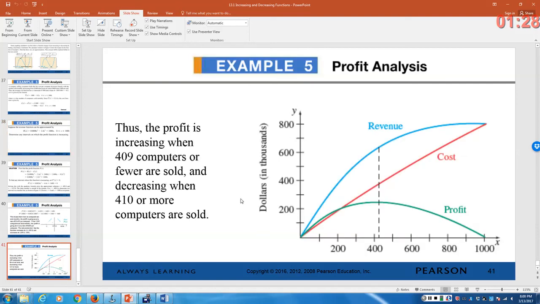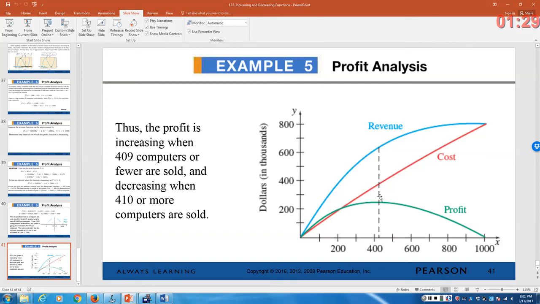So what happens here on the graph says the profit's increasing when 0 to 409 computers is made and sold. The revenue is increasing the whole time until you get to 1,000. Their cost catches up with revenue at that point. And what you see happening with the revenue is that the revenue is going to come back down after that. And your cost is still going up. So your profit has hit a 0 point right here, because this is where cost and revenue are the same, which tells you you're making 0 profit.